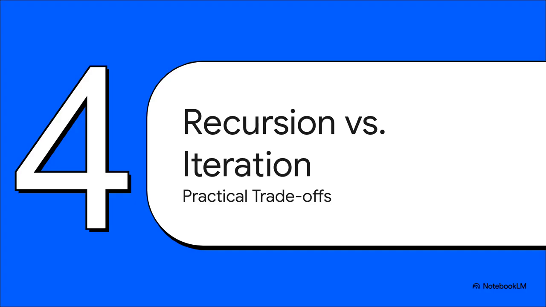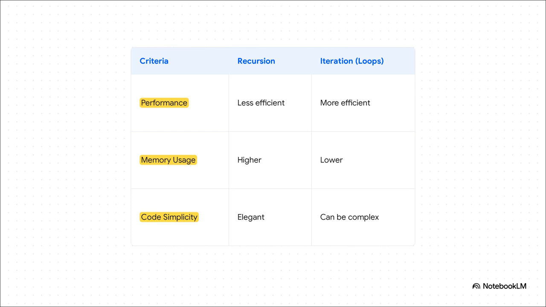Okay, so now that we get how it works and how it can break, the big practical question is, when should you actually use it? When is it better than just a simple for or while loop, what we call iteration? This table really breaks down the trade-offs. On one hand, iteration, your standard loops, is usually going to be faster and use less memory. Why? Because you're not creating all those stack frames every time. But, and this is a big but, for some problems, a recursive solution can be so much cleaner, so much easier to understand. Things like navigating a file system or complex data structures, they're just naturally recursive.